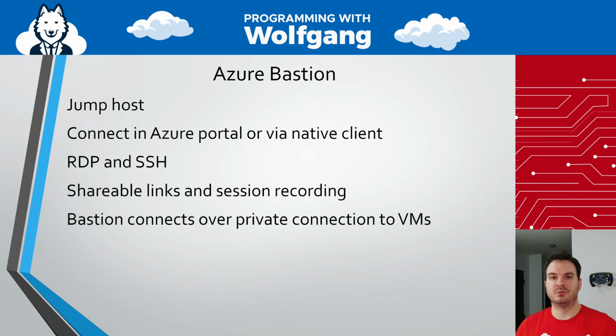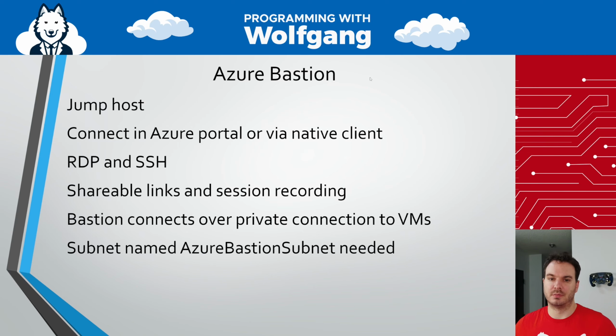This means that your VMs don't need a public IP, and you could also restrict the SSH or RDP port. This is done with just in time, but for today we are going to allow the connection all the time. I just want you to know that this is also an option to even further restrict the access to your VMs. And lastly, when you use Azure Bastion, you have to create a subnet, and this subnet has to be named AzureBastionSubnet. Without this name, it's not going to work.